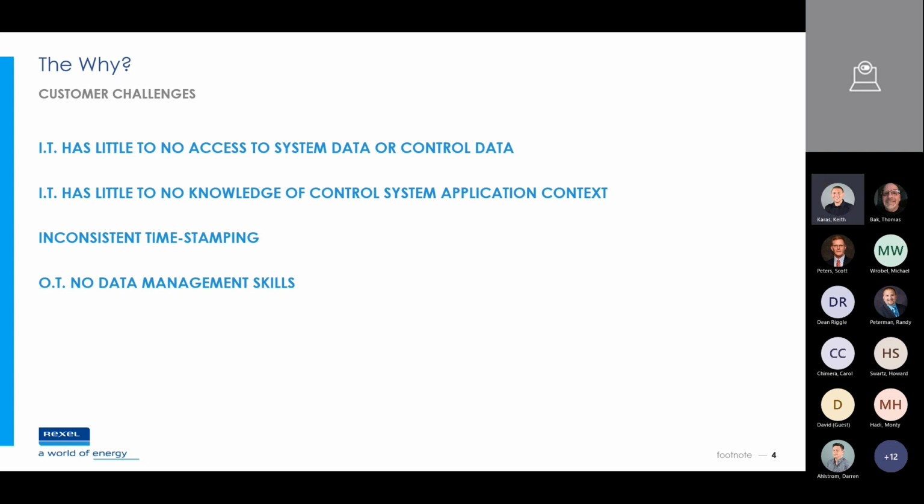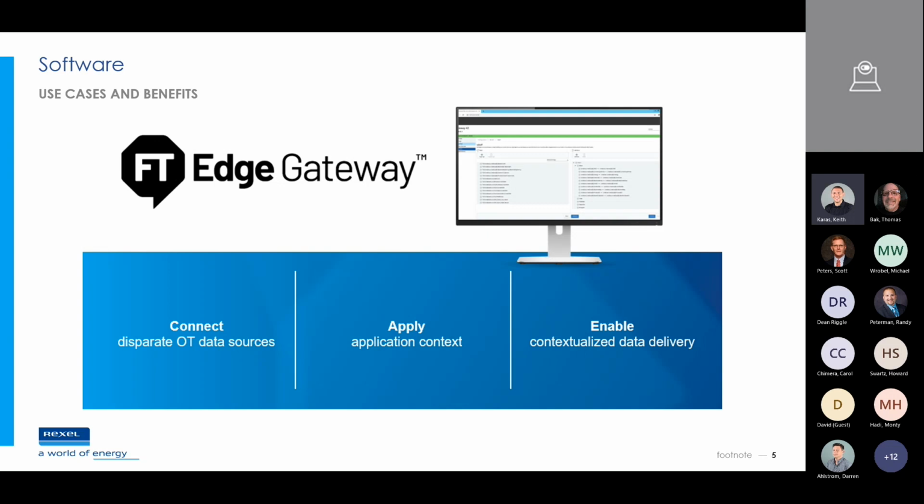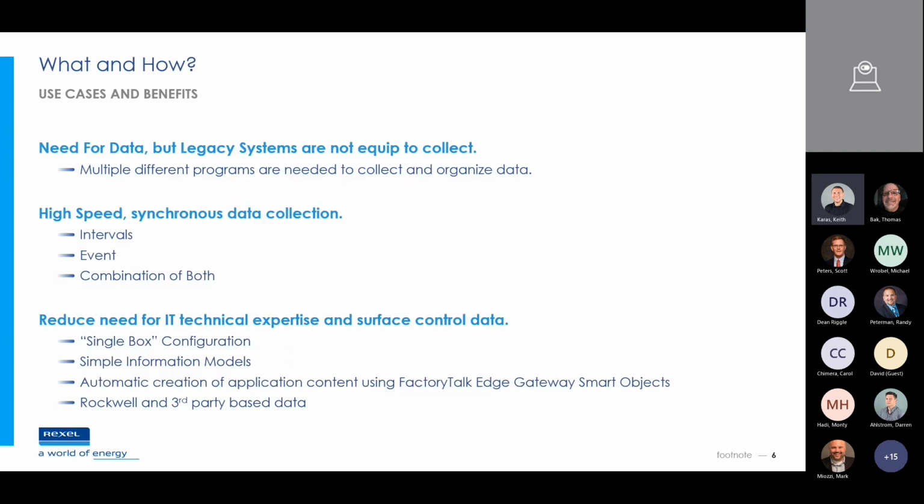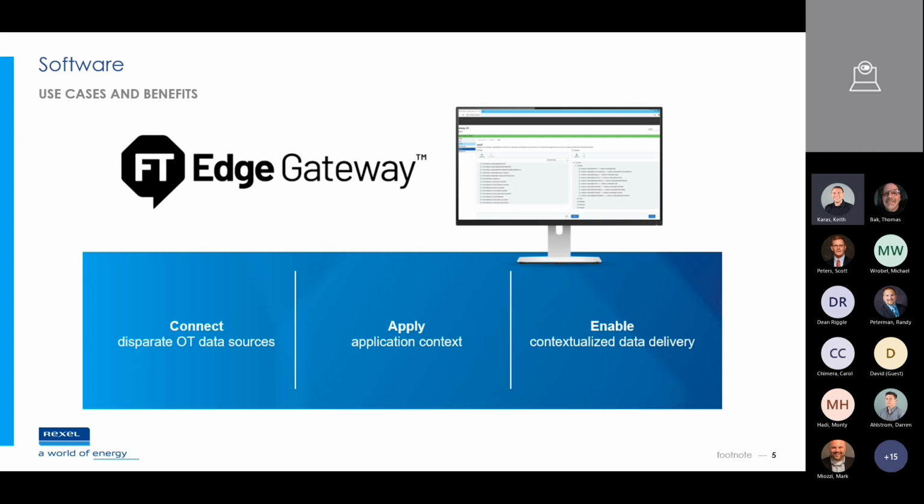So what Rockwell released for this is a product called FactoryTalk Edge Gateway. This allows users to contextualize their data with information models right at the edge. These models can become the single source of truth for contextual streaming data right into your enterprise and cloud applications. It also helps alleviate some of the challenges I've previously mentioned. So this is the overview, and in the next few slides, I'll cover the three phases: the connect phase, the apply phase, and the enable phase.